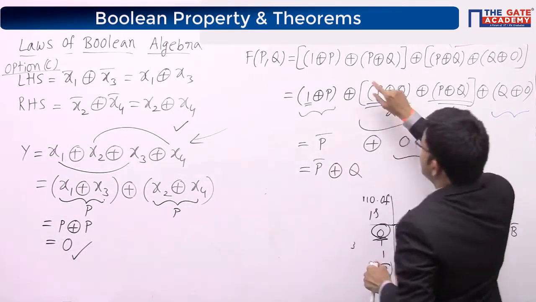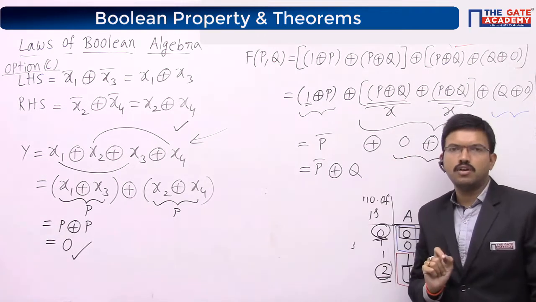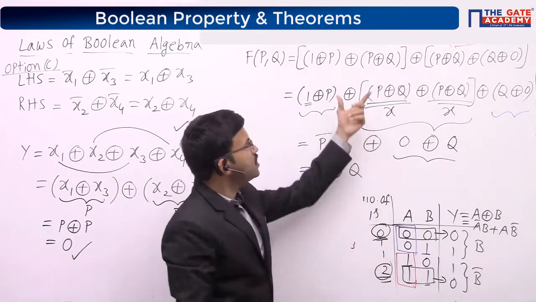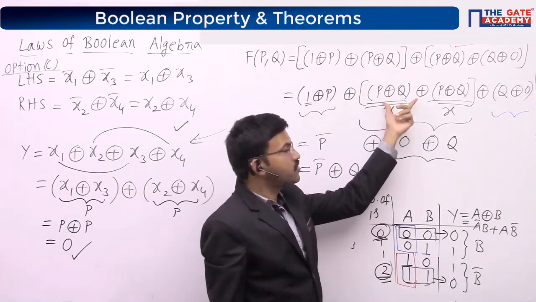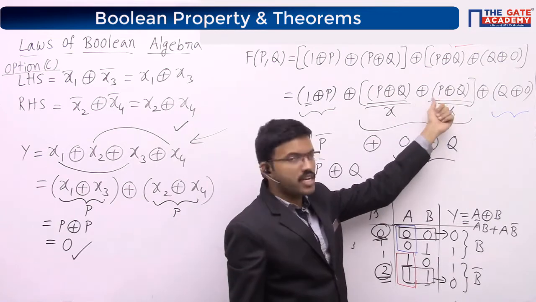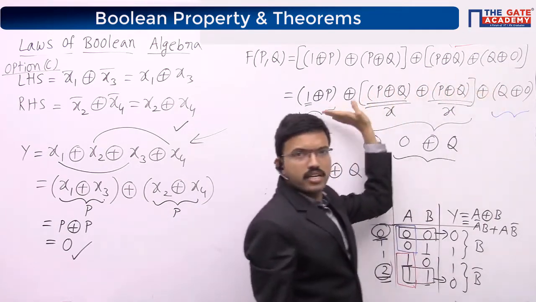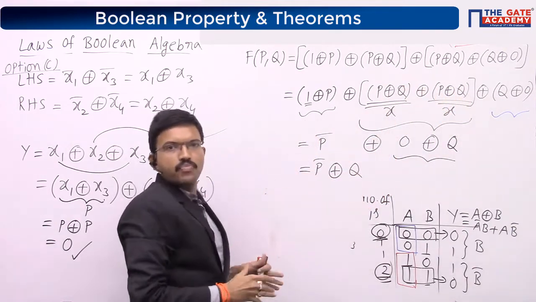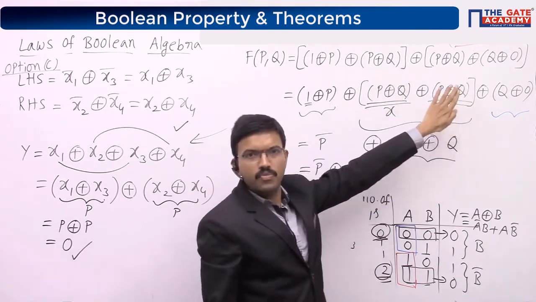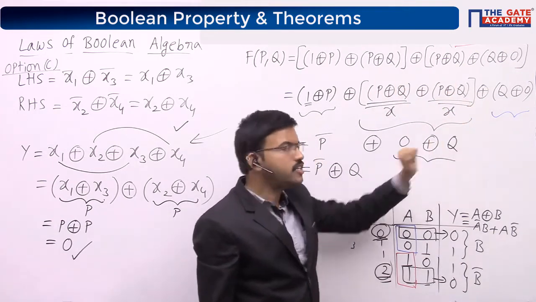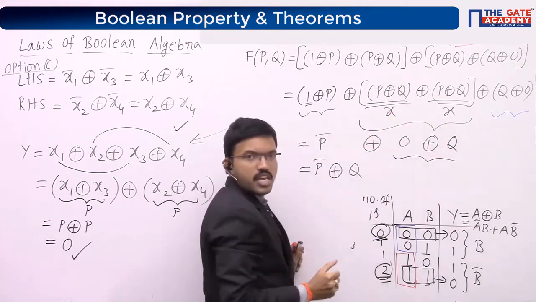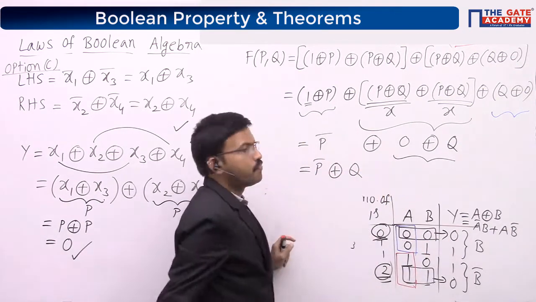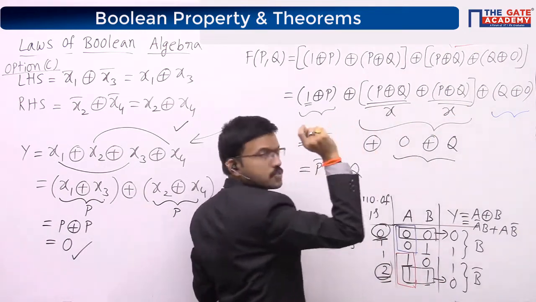Here the exclusive OR operator satisfies the associative law, so you can perform XOR on any two variables first. The given expression I have remodified like this: P XOR Q XOR P XOR Q, and then the remaining terms. Here P XOR Q and P XOR Q are both the same. If this is 0, this will be 0, or if this is 1, this will be 1. If both variables are the same, either both 0 or both 1, the output is 0. So this entire thing we can write as 0.